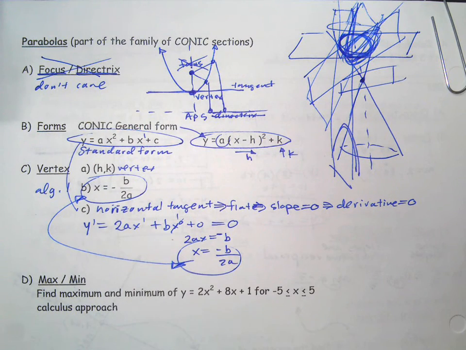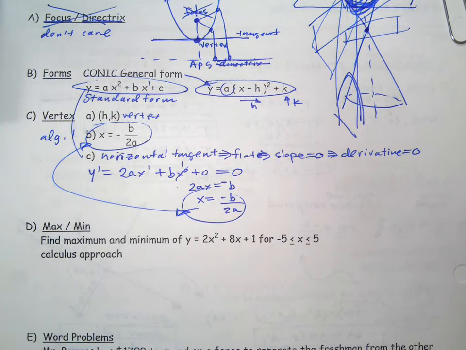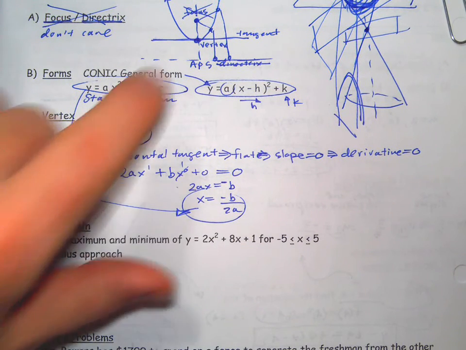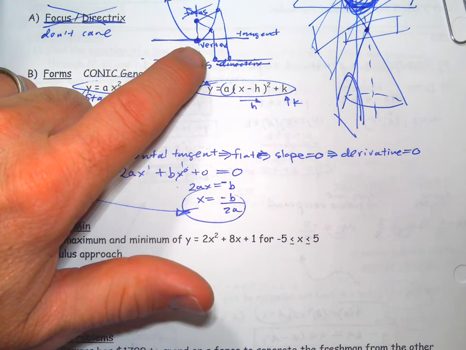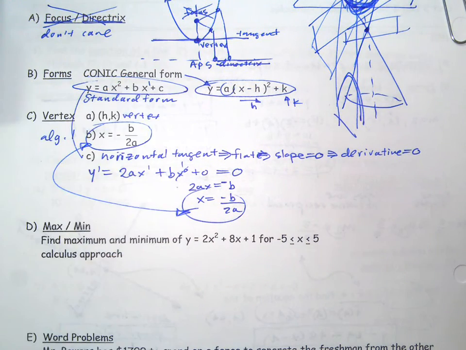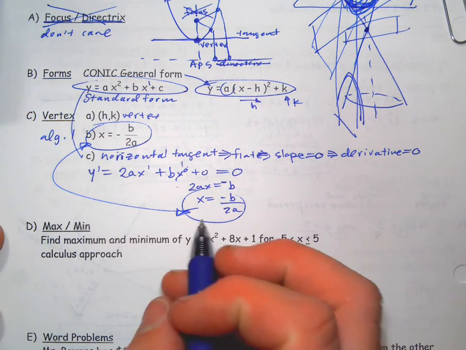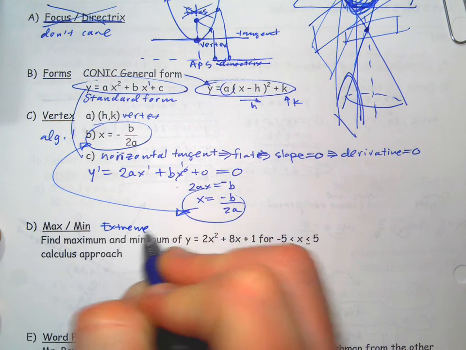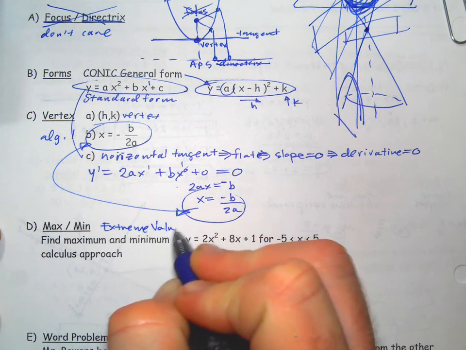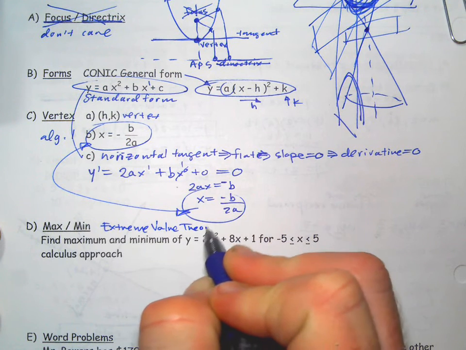Now, that goes into this next topic. If you want to find the maximum and minimum of a function like a parabola, it's going to happen at the vertex. That's the minimum, the lowest point. If the parabola is upside down, the vertex is going to be the highest point, which is called the absolute maximum. Now, in calculus, we use something called the extreme value theorem. So I'm going to go ahead and start teaching you this. Extreme value theorem. Okay?